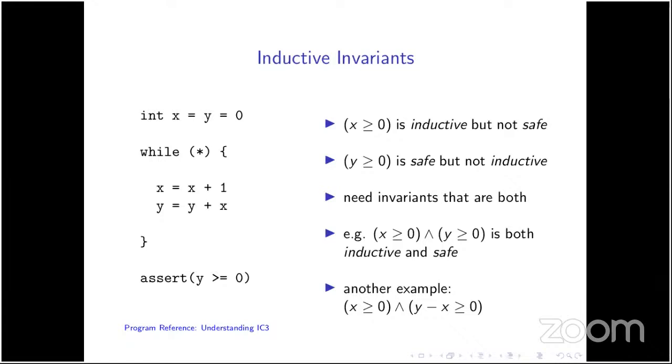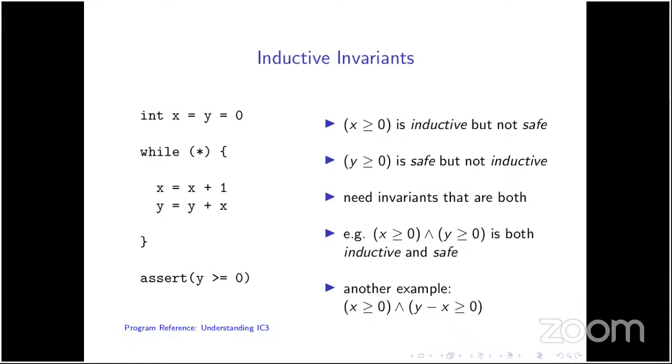Correct. Without any other information, you cannot say that y greater than or equal to 0 is inductive. Of course, if you add the information that x is greater than or equal to 0, for instance, if you take the conjunction that x is greater than or equal to 0 and y is greater than or equal to 0, you can see that it is inductive. Knowing that both of them are positive, you can conclude that both of them will continue to remain positive. So this is an inductive invariant, and x greater than or equal to 0 is also an inductive invariant. Now there's also this question about safety.